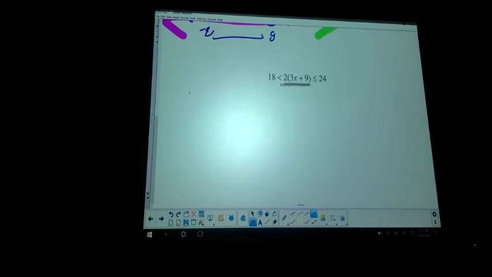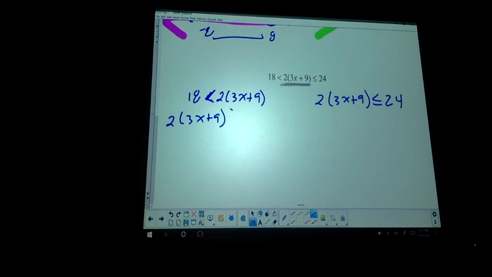All right, so I have 18 is less than 2, 3x plus 9. And then I have 2, 3x plus 9 is less than or equal to 24. Make sense? I'm going to flip this whole problem over because I want the x's on the left side. So if I flip it over, this sign also flips. Did it flip because I multiplied or divided by a negative number? You divided by a negative number. I did not. I flipped the entire equation over.